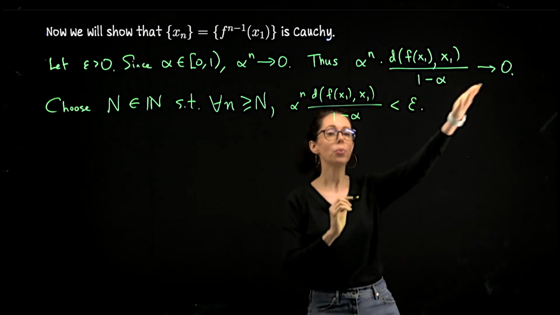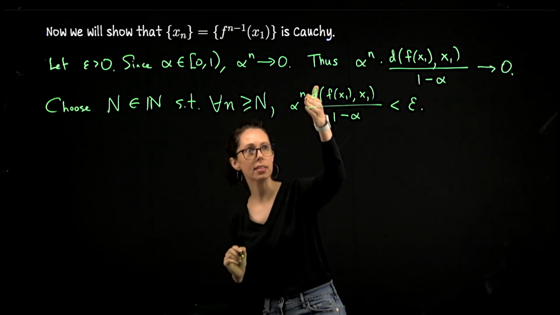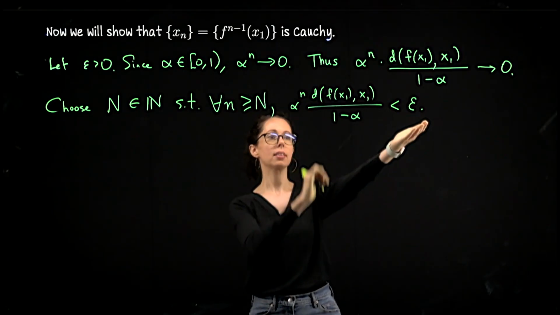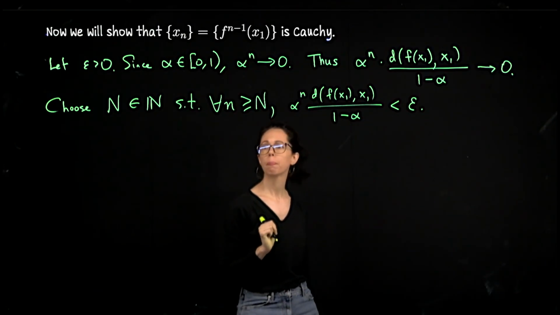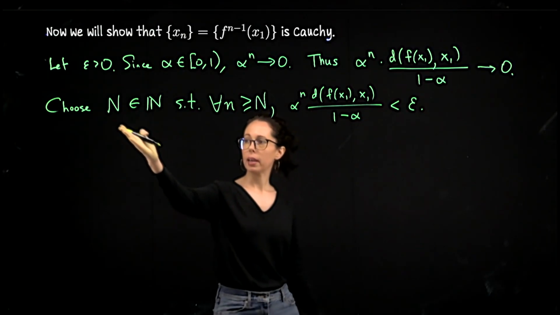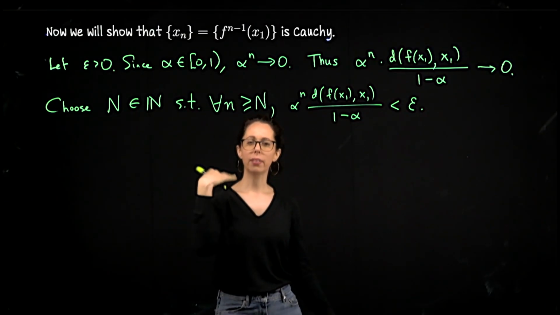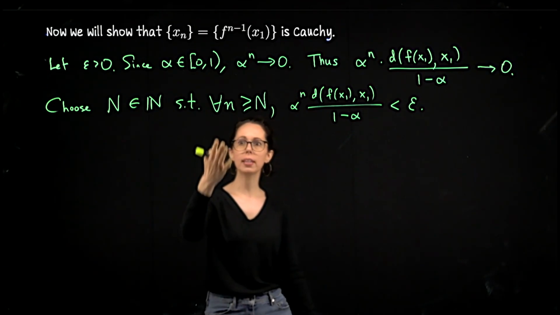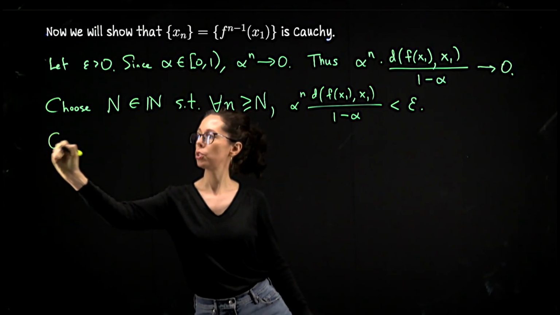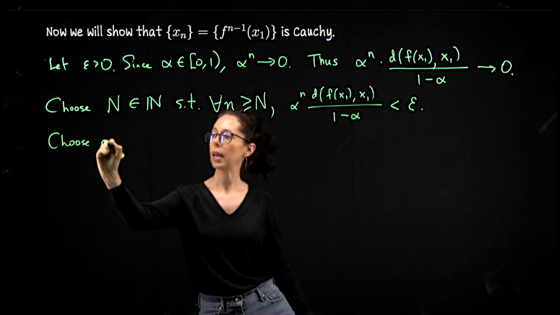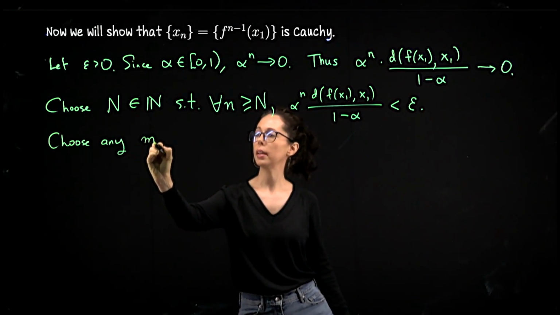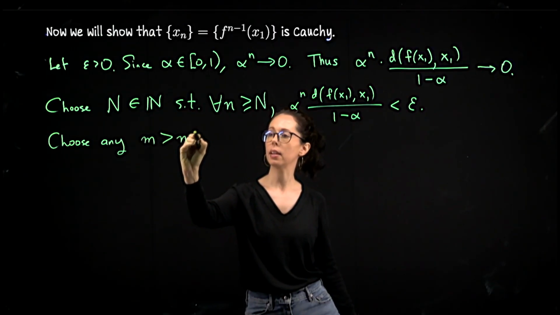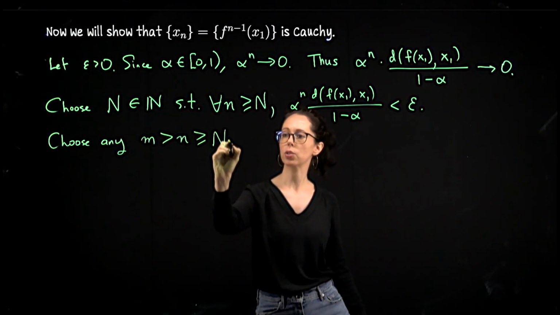Right, so the sequence goes to 0, which means that for large enough indices n, I can say that this quantity is less than epsilon. Everything here is positive, no need for absolute values. Okay, that's how we pick the threshold. Now we need to do this kind of Cauchy comparison. So choose 2 indices beyond the threshold. Choose any, how I like to order this with Cauchy sequences is little m greater than little n greater than or equal to this fixed threshold.